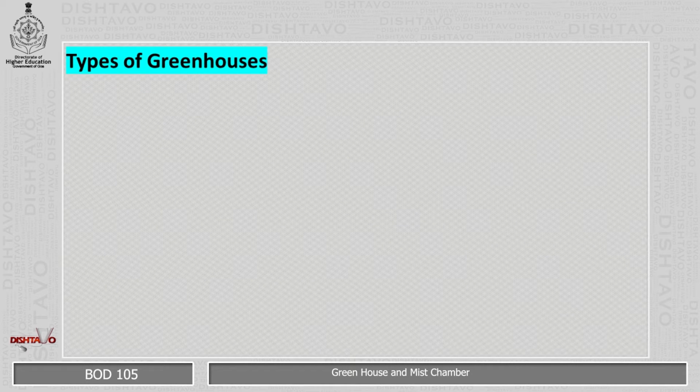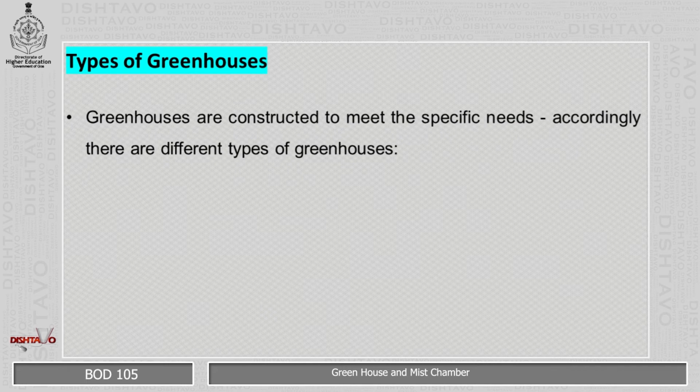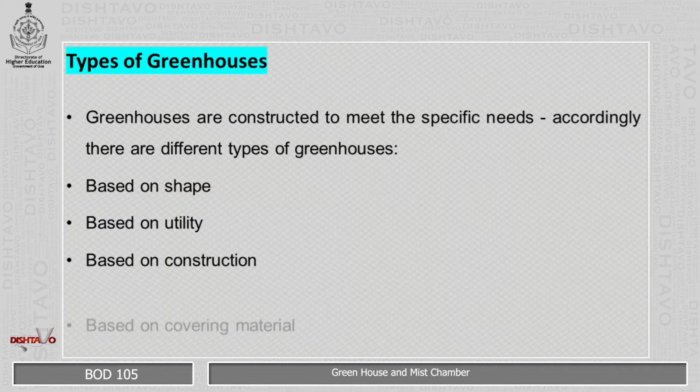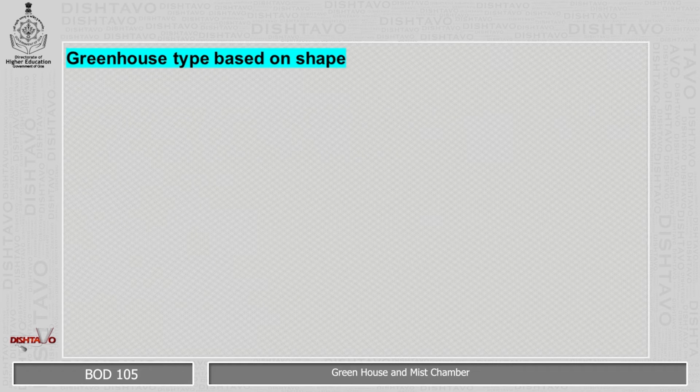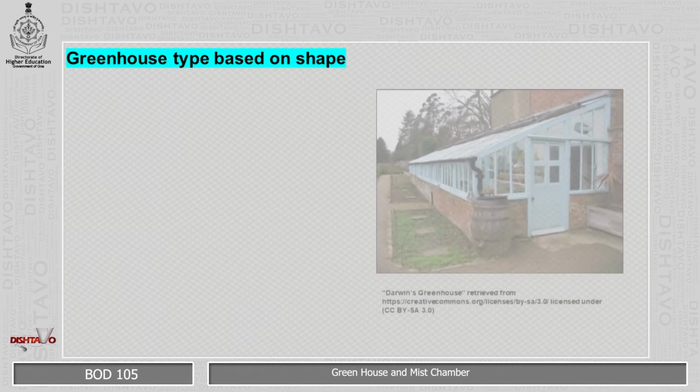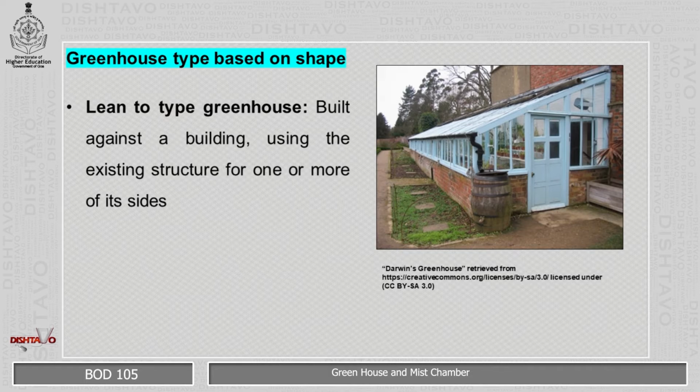Coming to the types of greenhouses, greenhouses are constructed to meet specific needs and accordingly there are different types of greenhouses such as based on shape, based on utility, based on construction and based on covering material. Now let us study about the greenhouse type based on shape. Lean-to type greenhouse, it is built against a building using the existing structure for one or more of its sides.